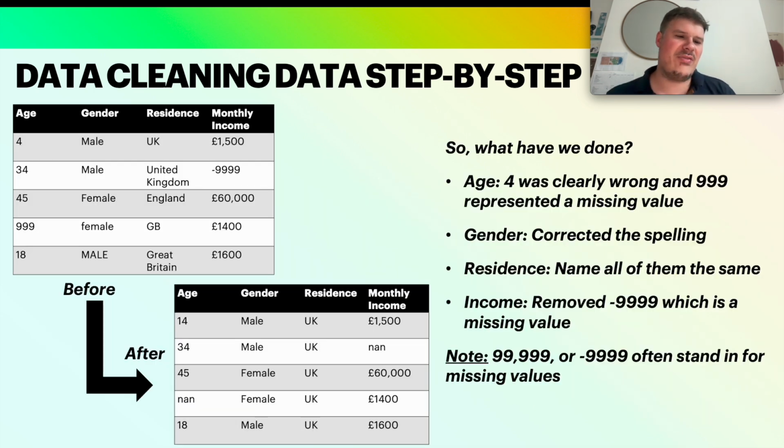So we have the data set at the top is the old one. The new one, the clean one, is on the bottom. What have we done? Well, we've changed the 4 to 14 because we figured out the age. We've removed the 99, which represents a missing value. We've corrected the spelling for gender and the residencies. We've made them consistent. And for monthly income, we've removed the minus 9,999. Note, in many raw data sets, 99, 999, or minus 9,999 represent missing values. So again, it's about understanding your data.